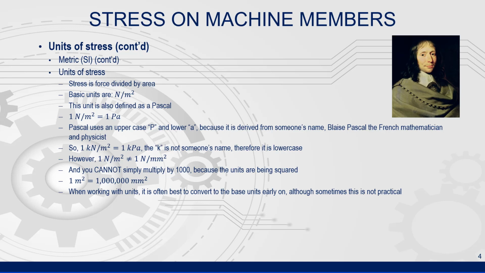The SI unit that is equivalent to newtons per meter squared is called the Pascal. To convert between newtons per meter squared and, say, newtons per millimeter squared, one must exercise caution. The conversion factor is not simply 1,000 because there's 1,000 millimeters in a meter. You must remember that the meters are being squared. Thus, the conversion unit is 1,000 times 1,000, which is 1 million.